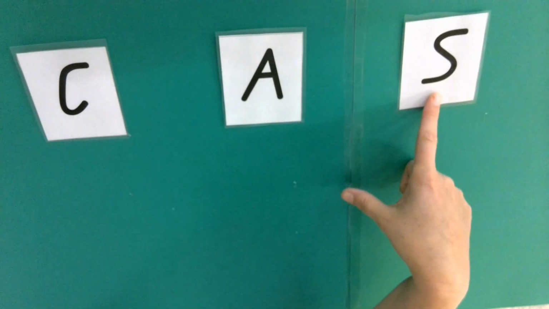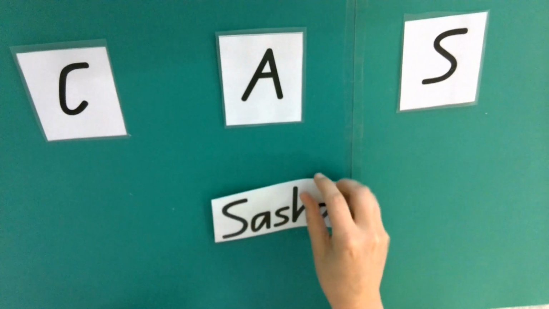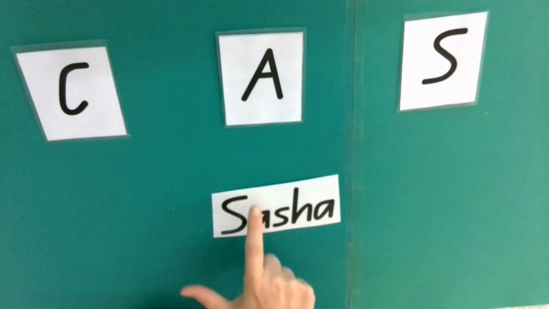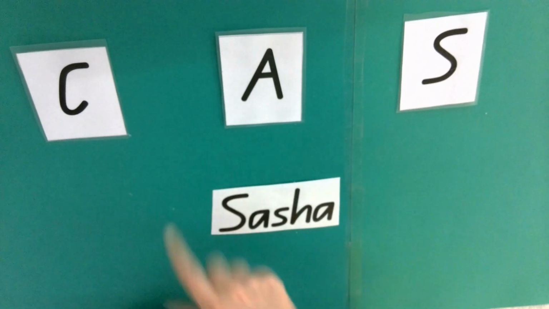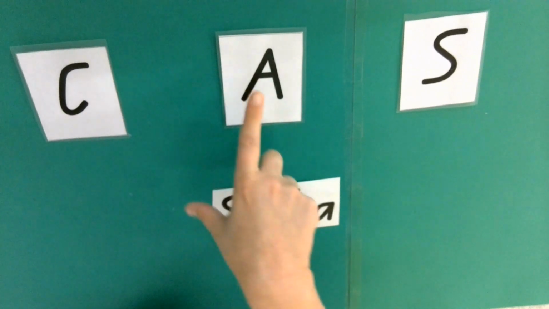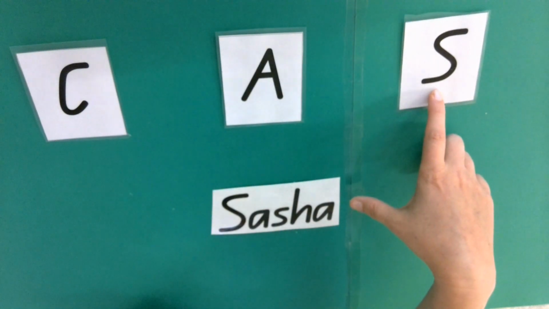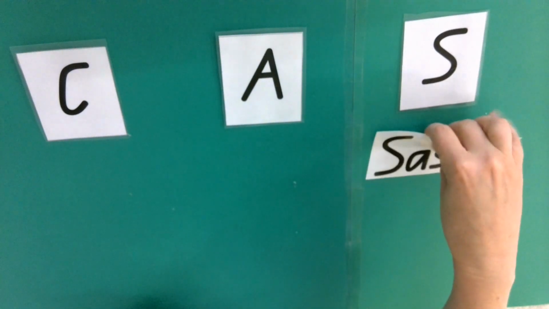Firstly, let's look at the uppercase letters C, A and S. We're going to have a look at some names of people from Prep AH, and I want you to see if you can tell me what uppercase letter is at the start of their name. So the first name I'm going to show you, Sasha. As you see, the first letter of Sasha's name is an uppercase letter. Is it an uppercase C, A, or S? If you said S, that is right.